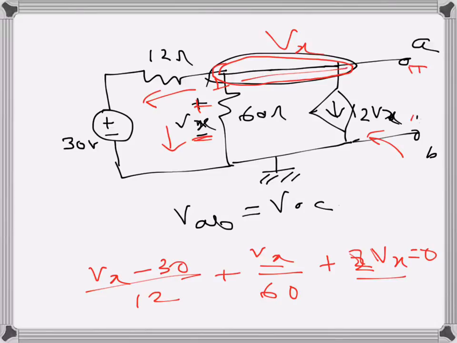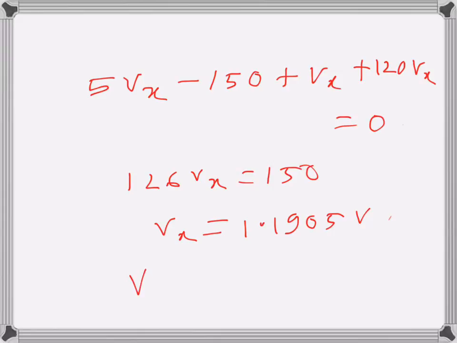Now we can see from the circuit, this Vx is actually VOC, because there is no other drop here. So Vx is the Thevenin voltage, which is 1.1905. So this is the Thevenin's voltage.